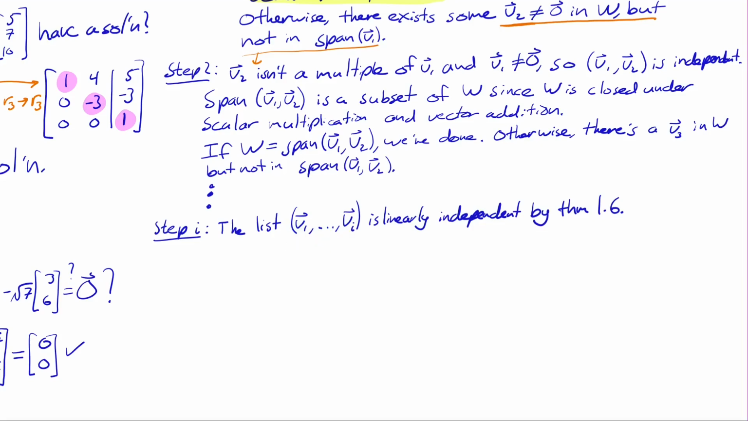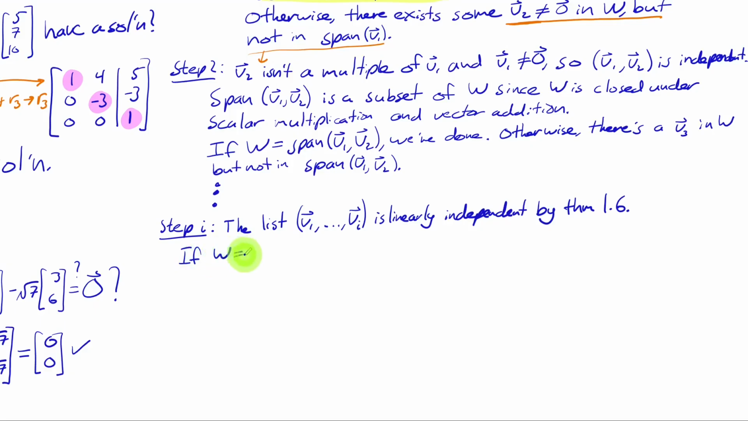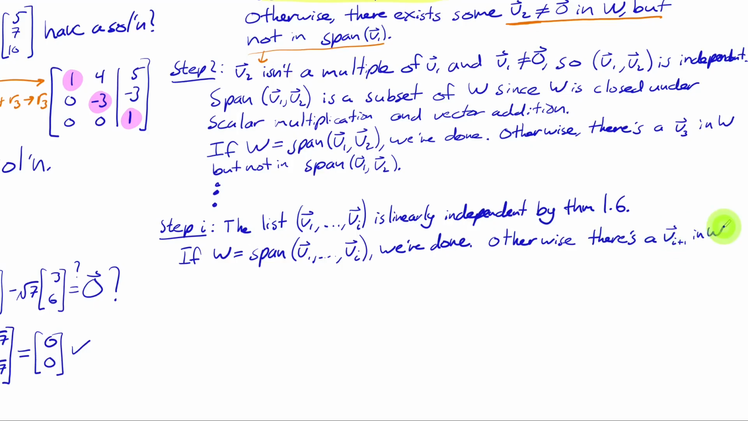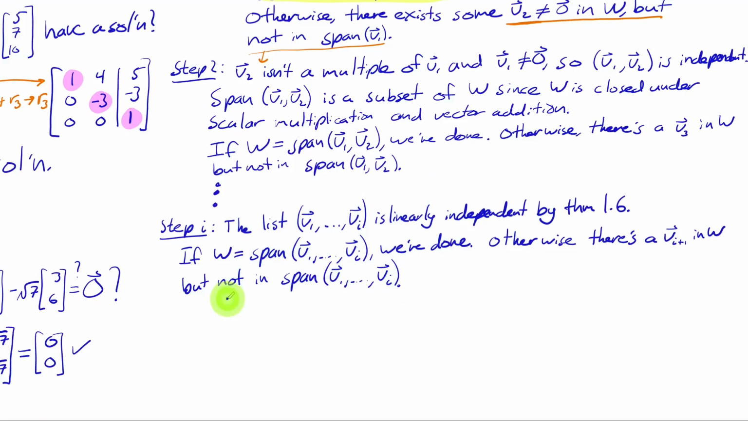Now, it might be that we finally have enough, that W is equal to the span of all of them. Otherwise, we can get another vector Vi plus 1 that's in W, but not in the span of the previous ones. And then we continue the process as long as it takes.